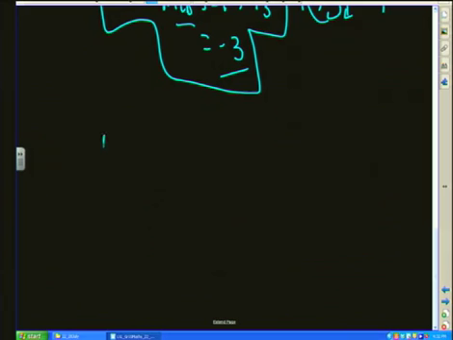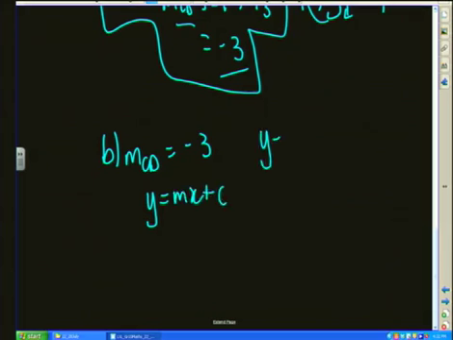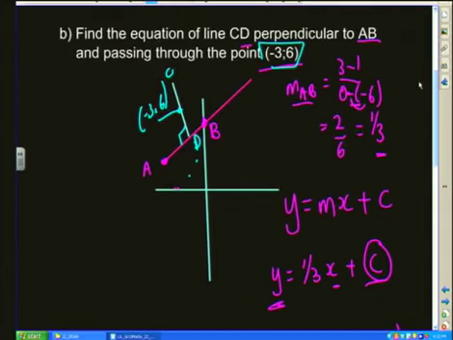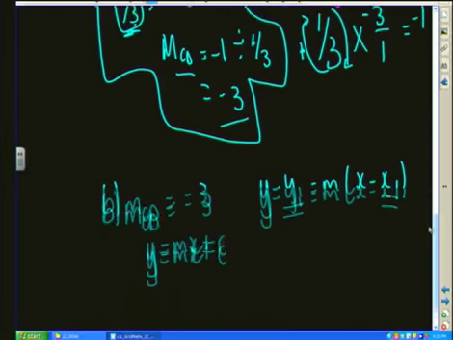So now I'm looking at, this is part B. We know the gradient of CD is minus 3. I need the equation. I've got y is equal to mx plus c. Or if you don't want to use that one, you can use y minus y1 is equal to m times x minus x1. I've got a set of coordinates, so I can substitute those in. Remember, they told you it passes through minus 3 and 6.